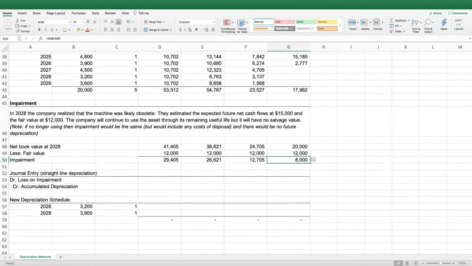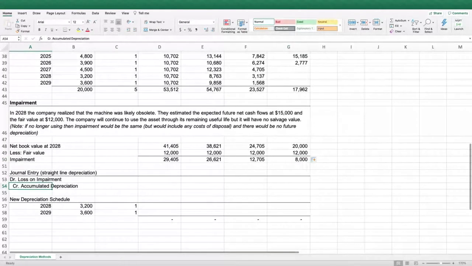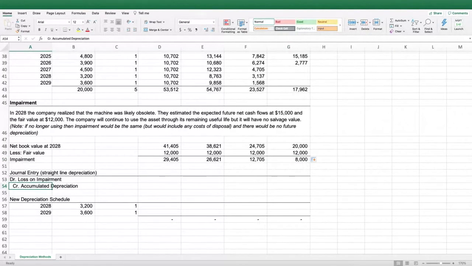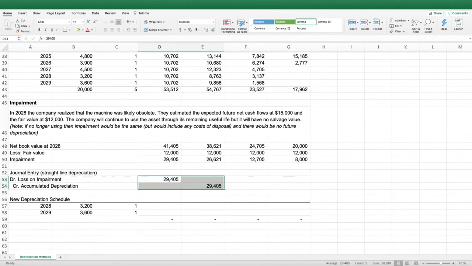So then we need to record our journal entry. Our journal entry is to record a loss. That loss will hit the income statement as a loss on impairment. And we need to basically ramp up our accumulated depreciation, which is a contra asset, as we reduce the carrying value of this asset. So if we were to do straight line, our impairment would be 29,405. So we're going to debit loss on impairment for $29,405, and we are going to credit accumulated depreciation for $29,405. That's if we had been doing straight line depreciation up to this point.